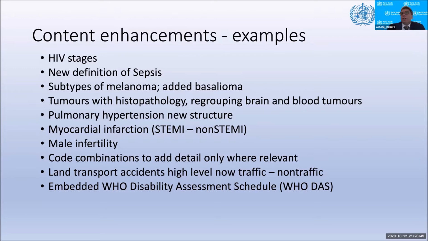Code combinations are used to add detail, but only what is relevant and required. Statisticians will be happy that, for example, land transport accidents at high level now are grouped by traffic, non-traffic. This prevents collecting the statistical data from several different places. Now it's part of the aggregation logic. And we have the disability assessment scheme.